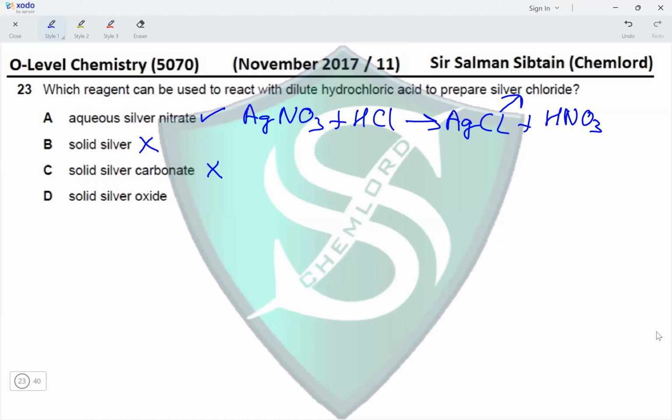And solid silver oxide, again insoluble, so will not react. So this is not the way of producing an insoluble salt using insoluble reactants, as in the case with C and D. Silver carbonate and silver oxide are both insoluble salts. So the only soluble salt out of the given options is silver nitrate, making option A the correct option for this question.